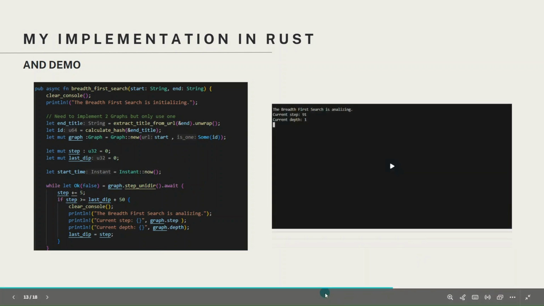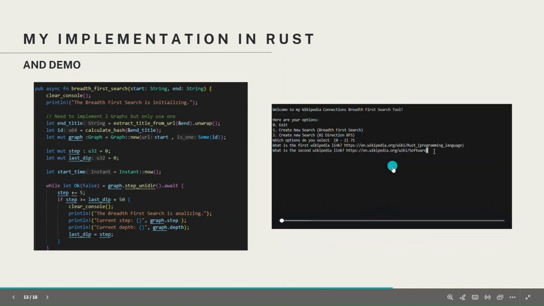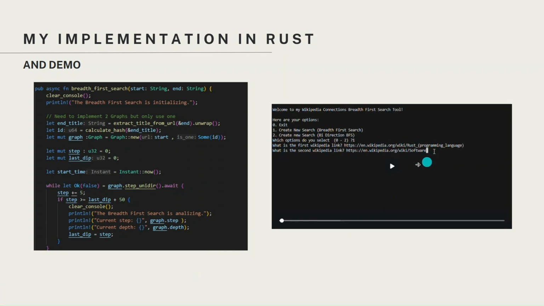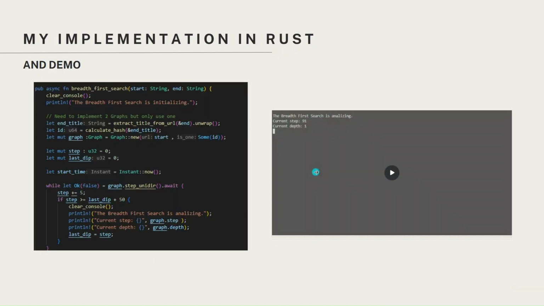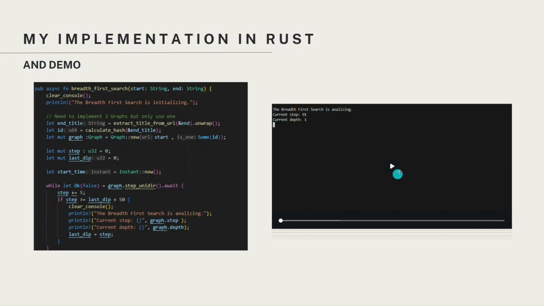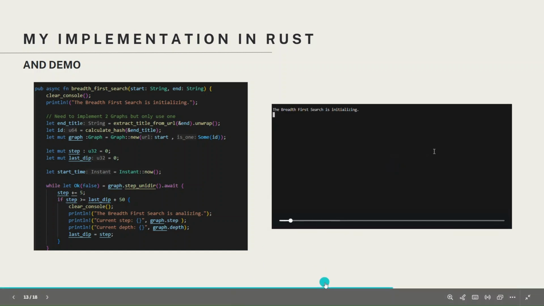And here it is in application. So as you can see here, I'm going to navigate from Rust to software in Wikipedia. And then, oh, what the? Let's move back some. So Rust to Wikipedia, and then it initializes.